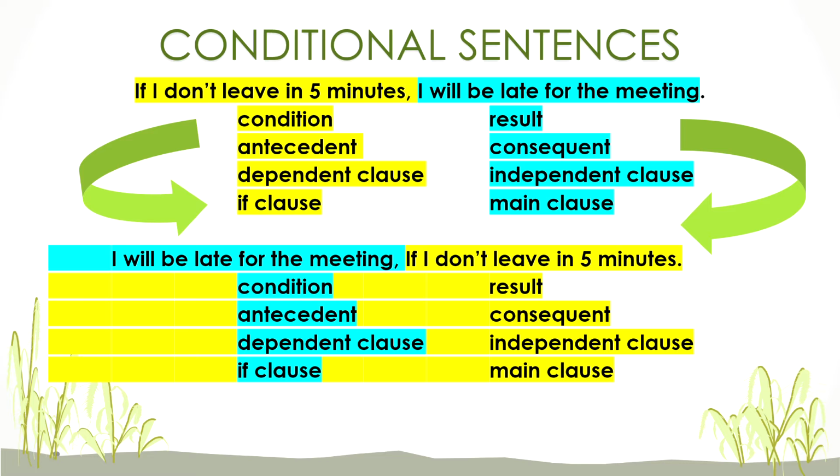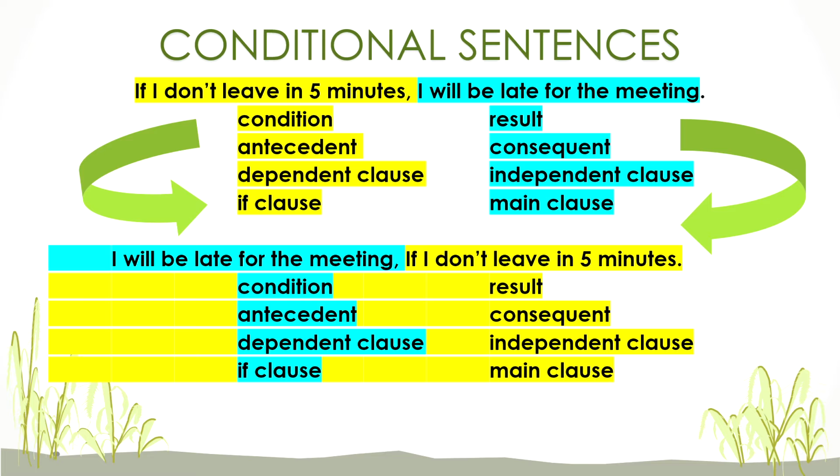And the other half, I will be late for the meeting, is the result of the condition. So the result is also called the consequent or our main clause, or what we call the independent clause in this sentence. Usually, but not always, they are expressed in this form: the if clause, the condition, followed by the result.